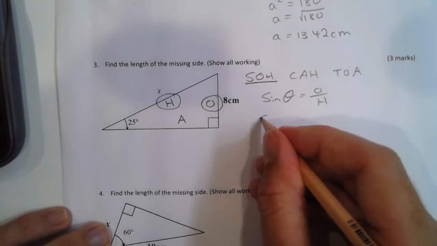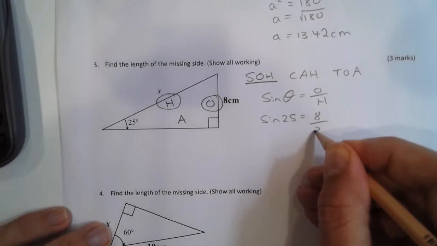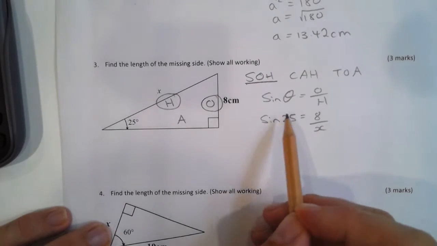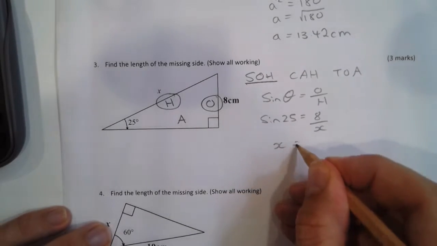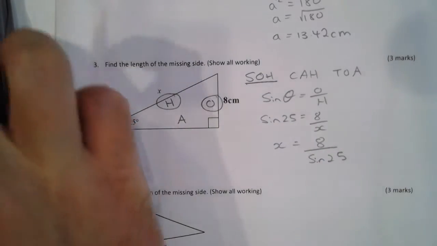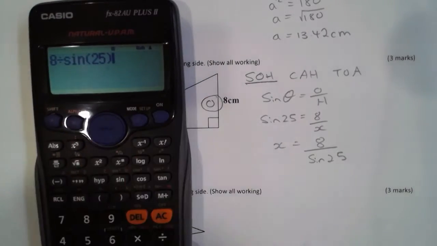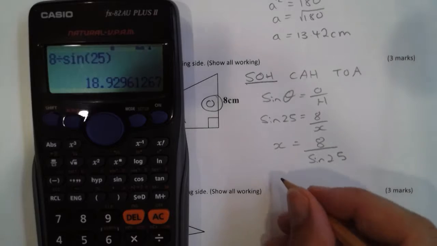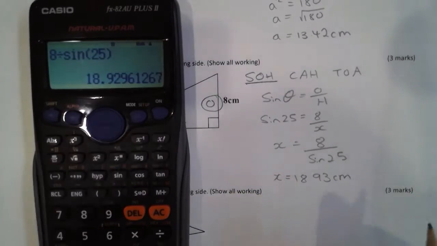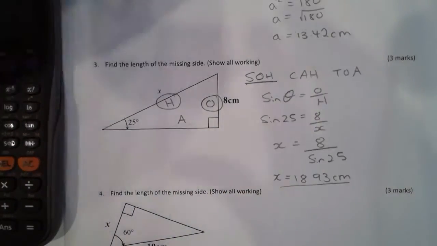We now substitute them in. Sine of 25 equals 8 divided by x. Now because we're dividing by x here, and then we're multiplying by sine 25 here, we can rearrange that to x equals 8 divided by sine 25. Type into your calculator, 8 divided by sine 25, and we get our answer that x must be 18.93 centimetres. And once again, looking at our answer, it looks right to the question.